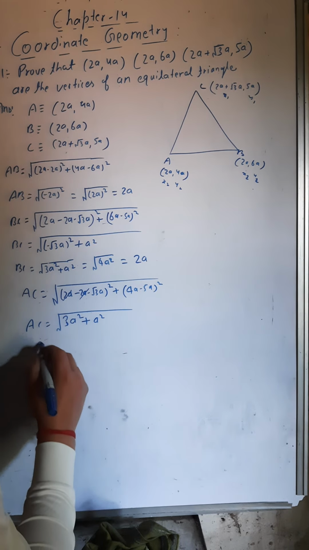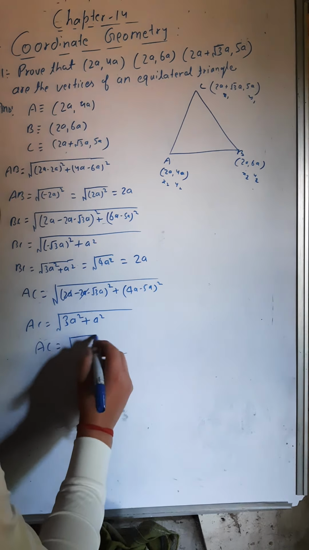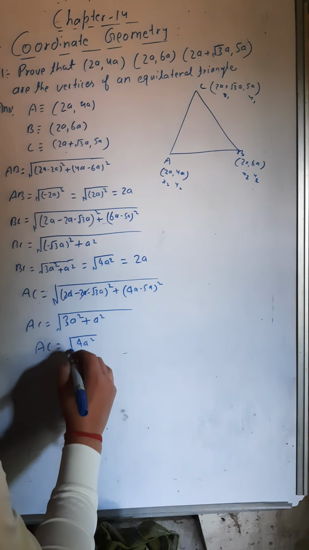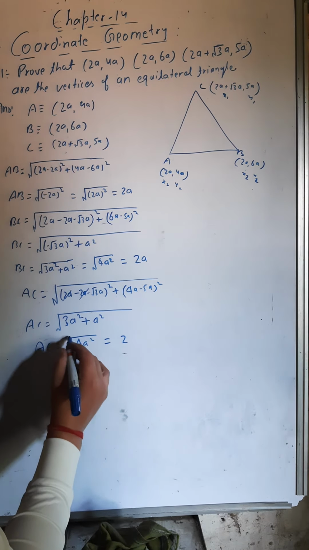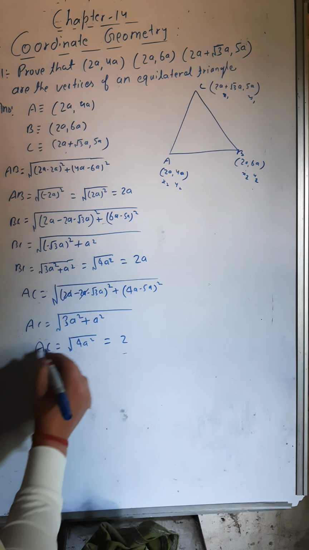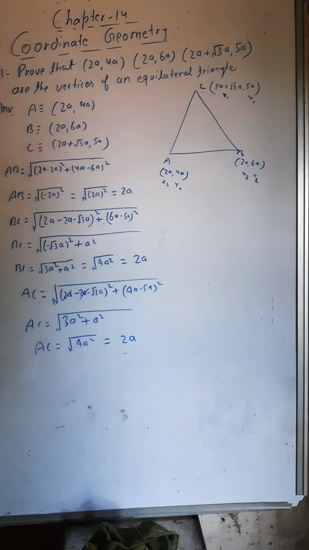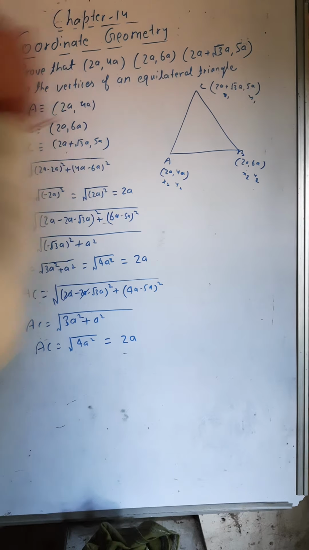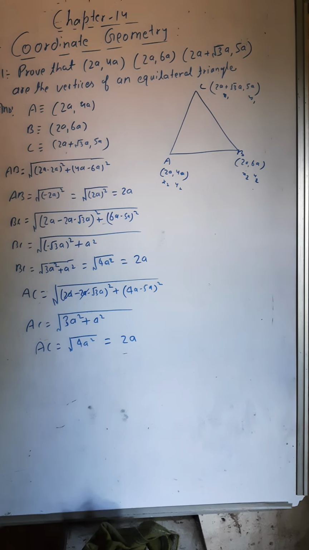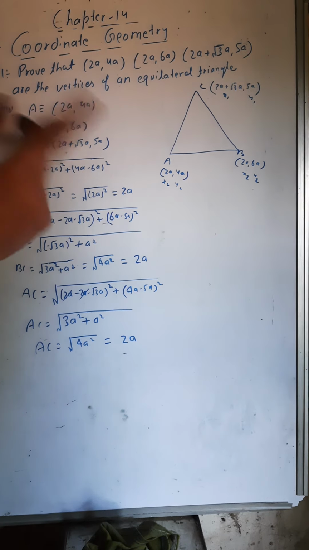Getting this? So from here AC will be equal to under root 4a square, which is the square root of 4, that is 2, and a square inside the root. By this the square root will be removed, so a will come out. So AC is also 2a, BC is also 2a and AB is also 2a. Means AB, BC and AC are all the same. So if AB is equal to BC and is equal to AC, then you can say yes, ABC is an equilateral triangle.